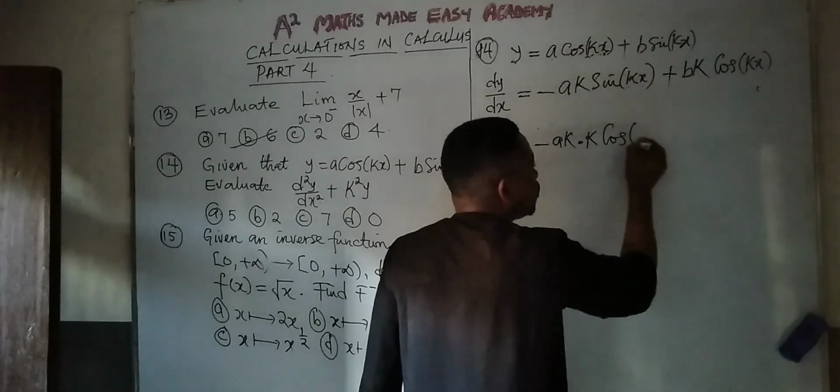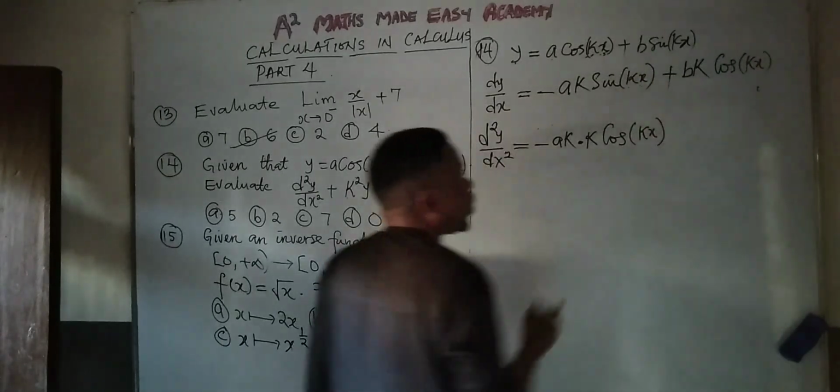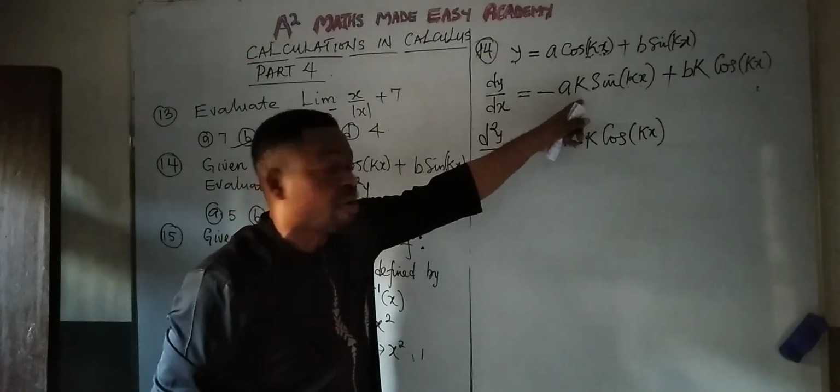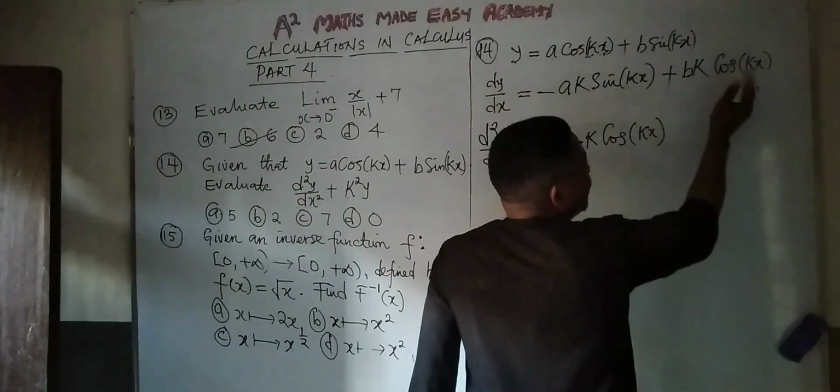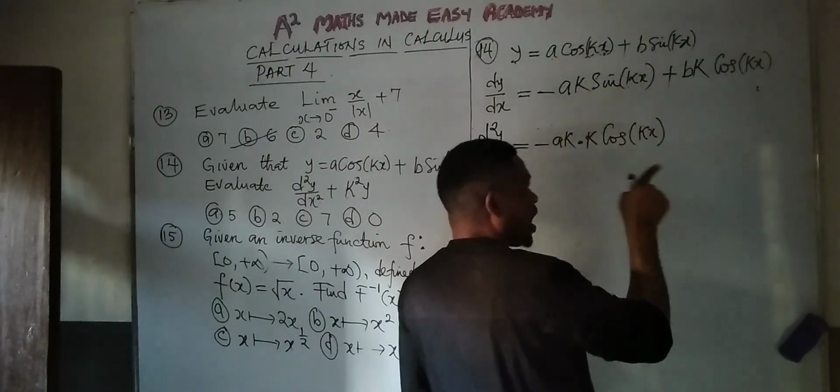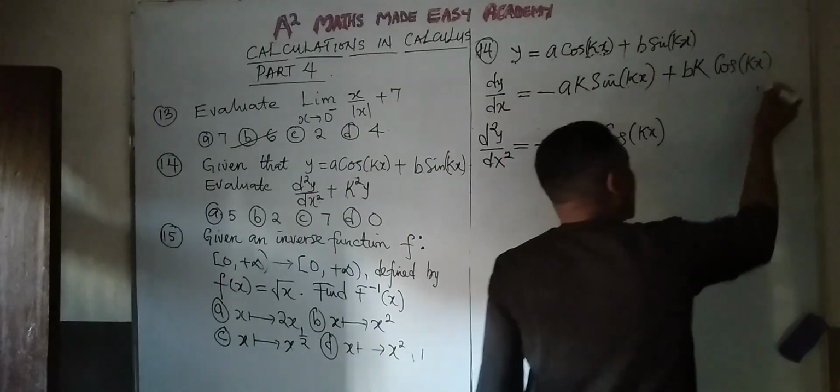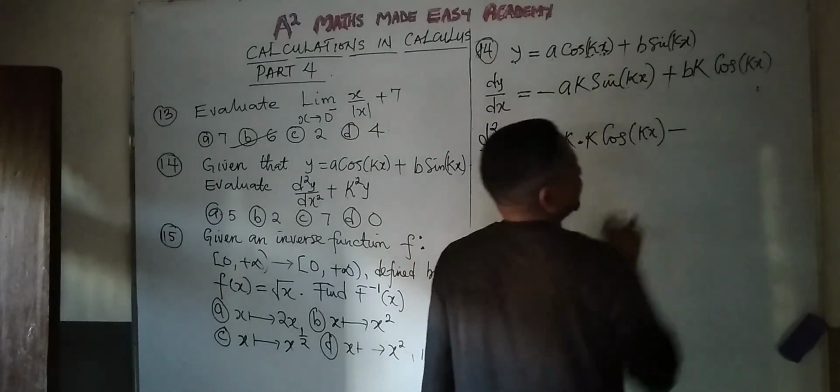Bring the equation back, which is what? K what? X. Close the bracket. I am done with this one. Are you with me now? Then, can you observe that here is cos? And I always tell you, anytime you are differentiating cos, what comes to your mind is negative.